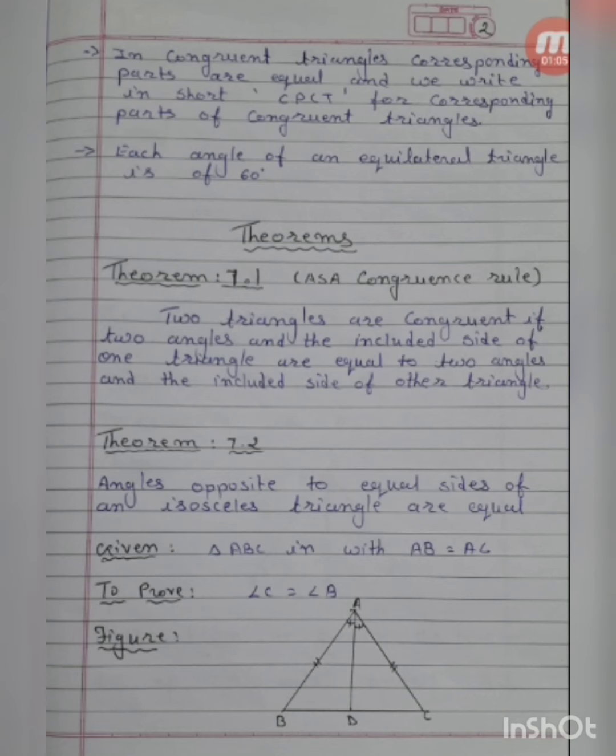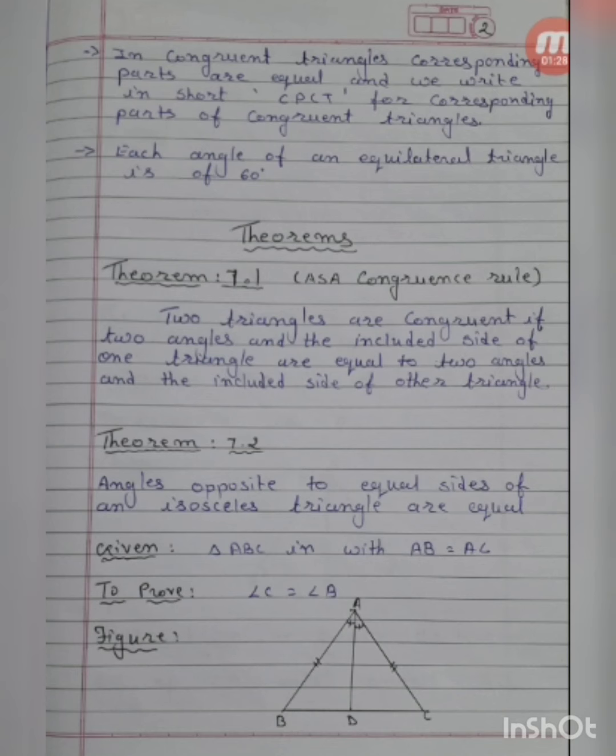Two triangles are congruent if two angles and the included side of one triangle are equal to two angles and the included side of the other triangle. This is the angle side angle congruence rule. Now theorem 7.2, angles opposite to equal sides of an isosceles triangle are equal.